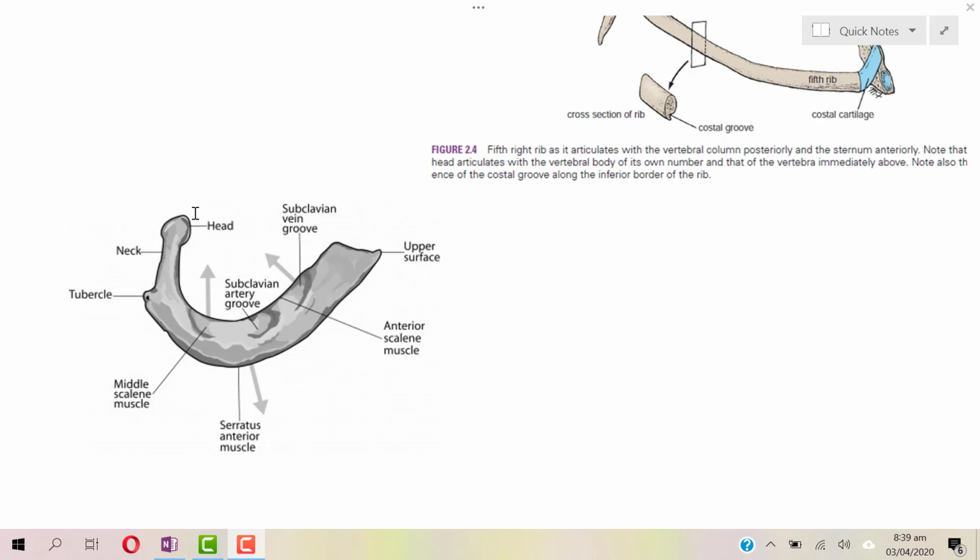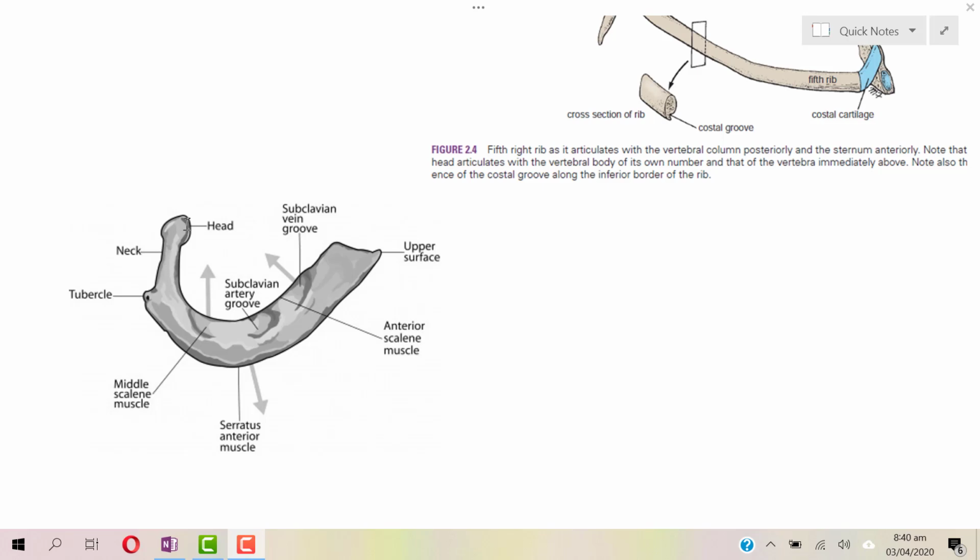Now, the posterior end having the head, can you see the head here? This head will articulate only with the T1 body, because every rib is articulating with two vertebrae: one, the vertebra which is at the same level, and one vertebra which is higher than that level. But this rib will articulate only with T1. It will not articulate with the seventh cervical vertebra, because above the thoracic vertebra there are cervical vertebrae. So the first rib will not articulate with the cervical vertebra.